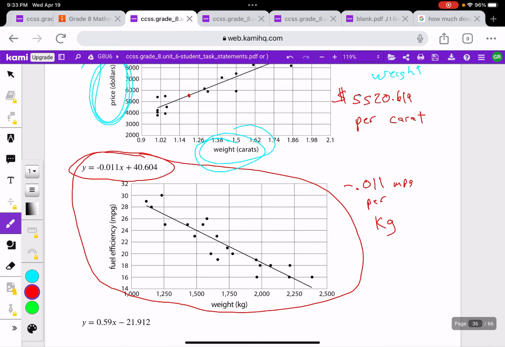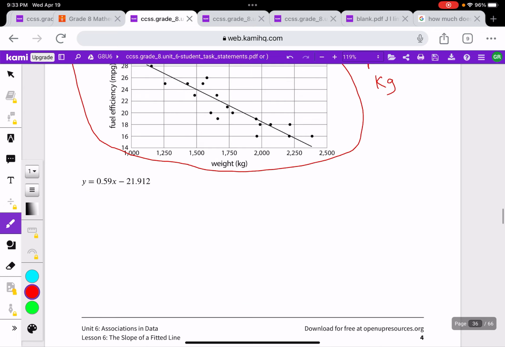It says interpret the slope. It says it's going down 0.011. A car or vehicle will go down 0.011 miles per gallon every time a kilogram is added to it.